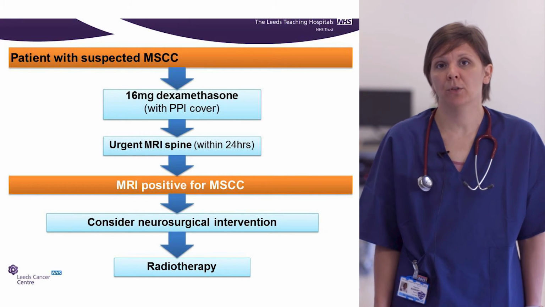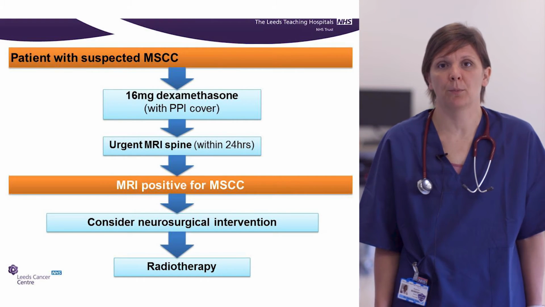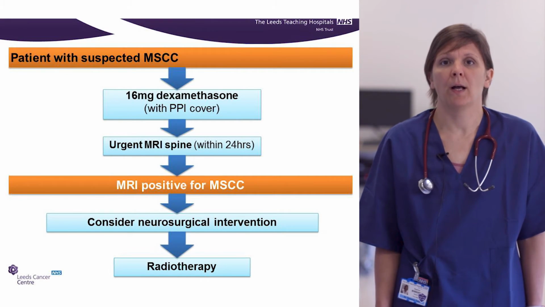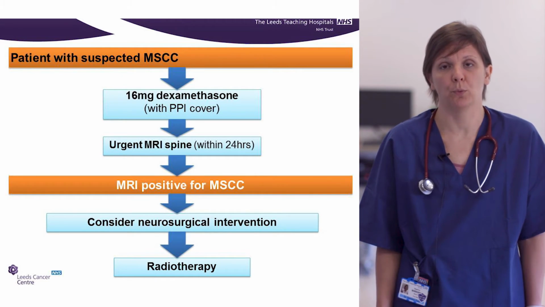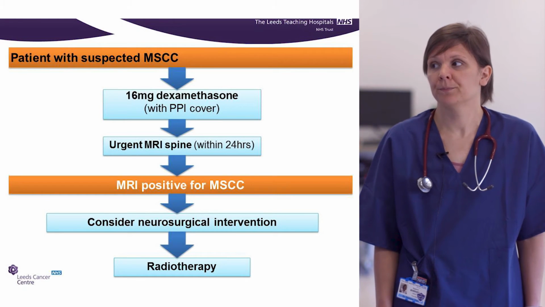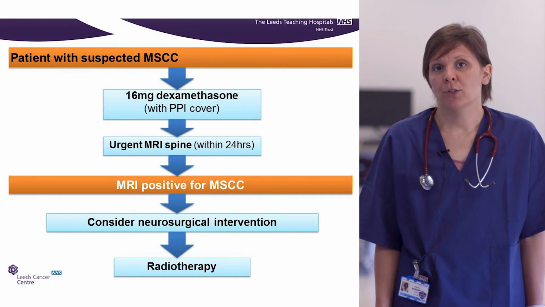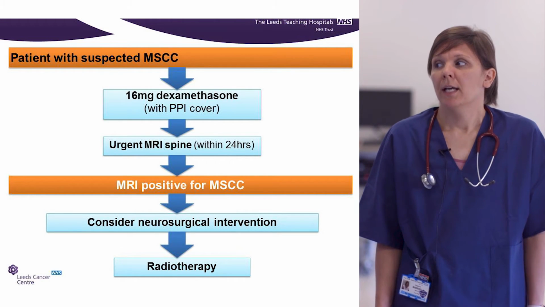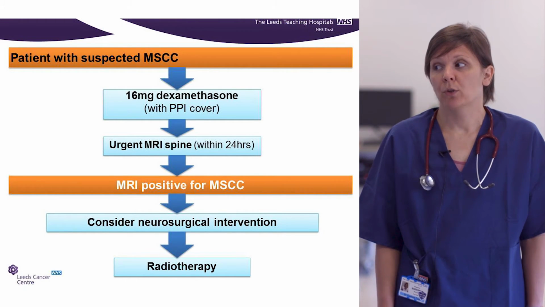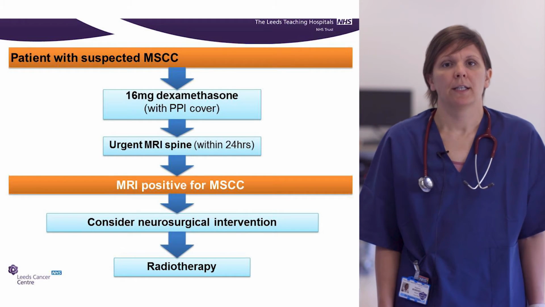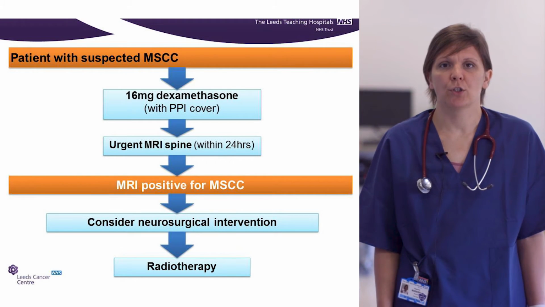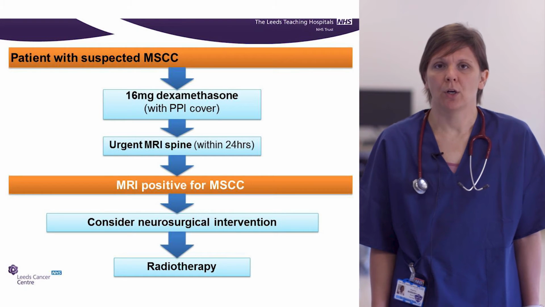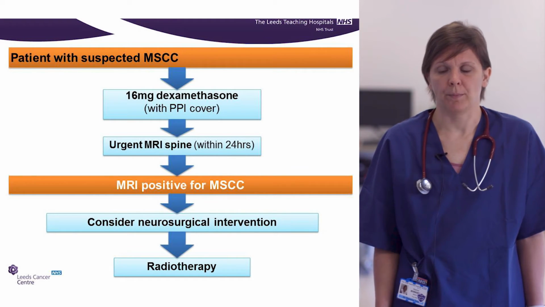They need 60 milligrams of dexamethasone with PPI cover, because if the tumour is causing compression within the spinal canal and there is edema around that, the dexamethasone can help with some of the decompression prior to intervention. That steroid treatment needs to be given whilst awaiting the MRI spine. If the MRI spine is positive for spinal cord compression, you need to consider, is this patient suitable for surgical intervention, or do we need to be speaking with the oncology team about radiotherapy?